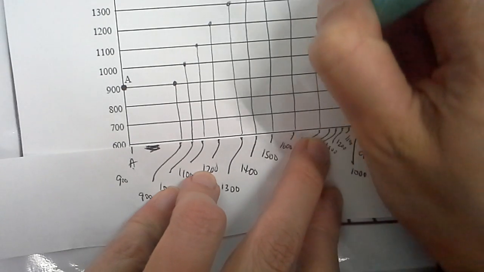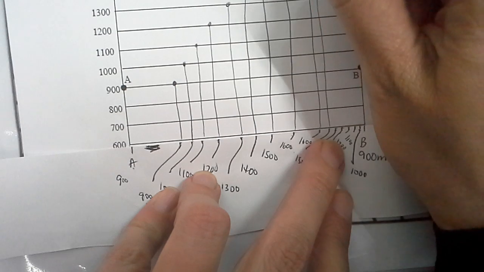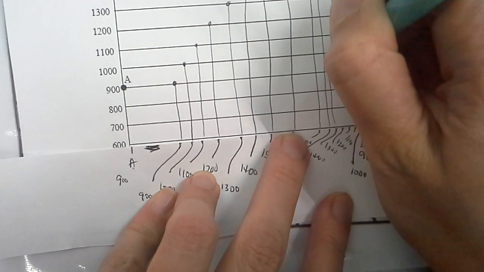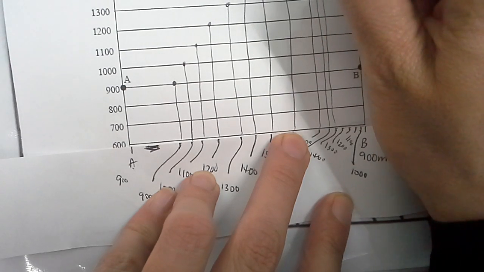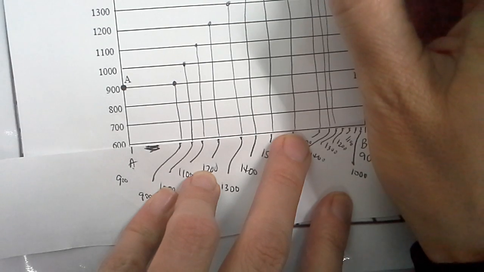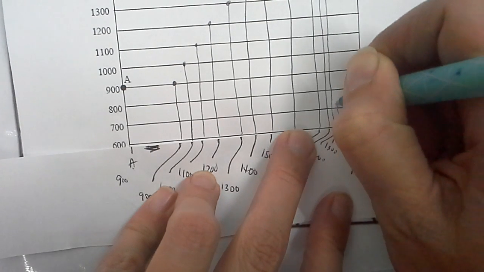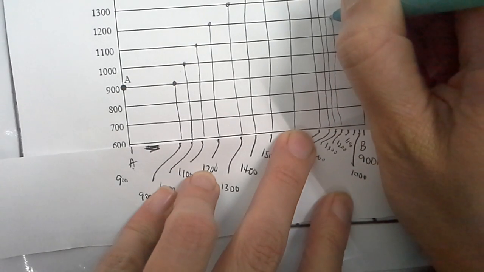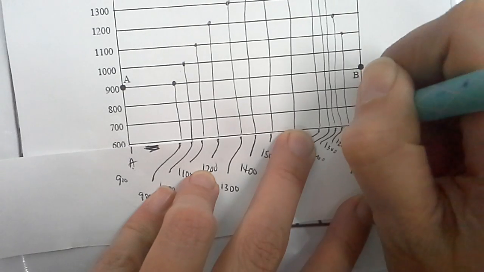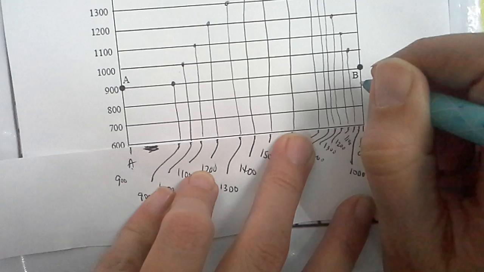Again, 1600, 1500, 1400, and you can see they're starting to get a lot closer together. Instead of this gentle slope with them a bit further apart, it's starting to come down really quite heavily because the lines are closer together, the contour lines. 1200, 1100, 1000, and then we have point B at 900 metres.